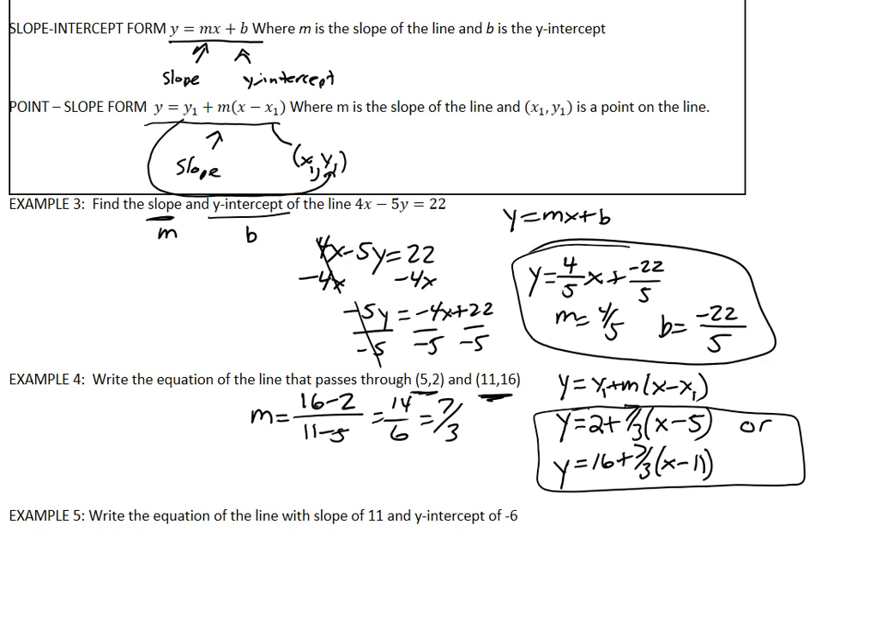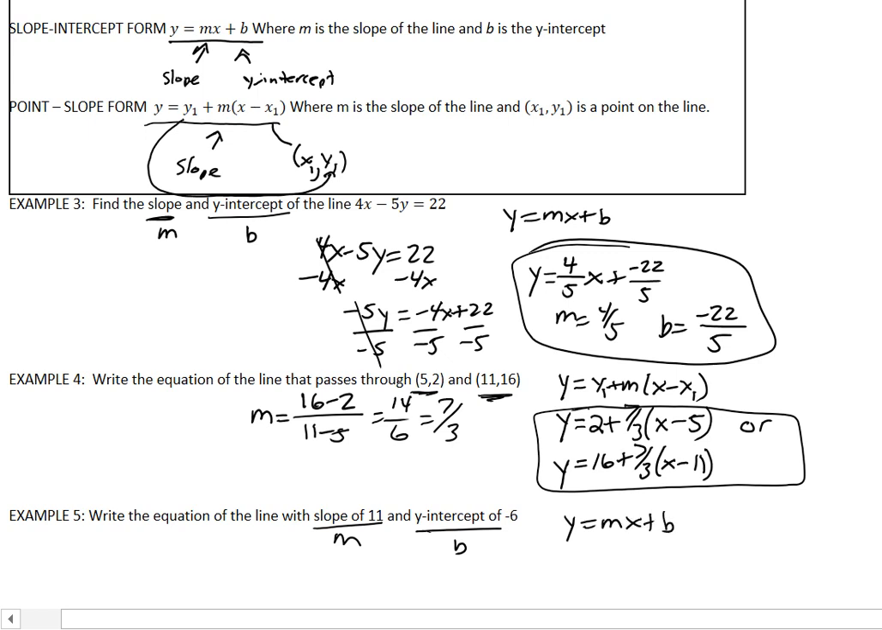So now let's write the equation of a line with slope 11 and y-intercept negative 6. So they give us m and they give us b. In that case, writing it in y equals mx plus b is real easy. So y equals 11x plus negative 6, or 11x minus 6 would also be acceptable.